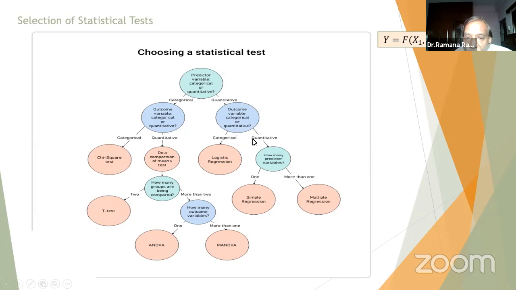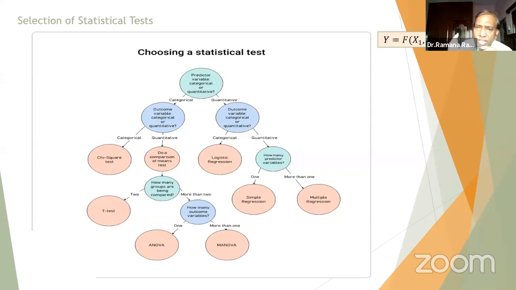But if y is quantitative, so y is a number, say I have 5 modules in my software, what will be the overall impact on the program? Then you look at how many predictor variables you have. If you have only one, you will have simple linear regression. If you have more than one, you will have multilinear regression.